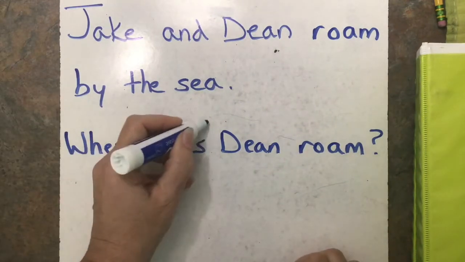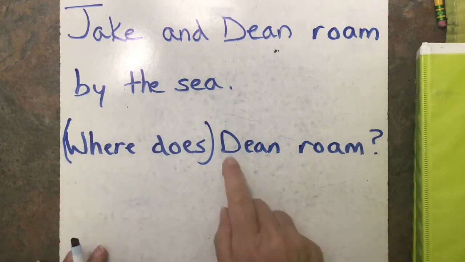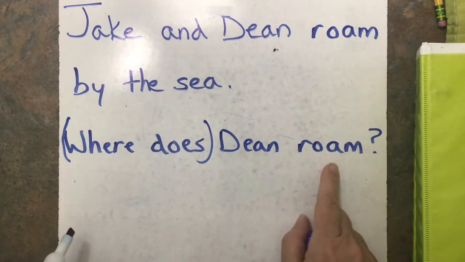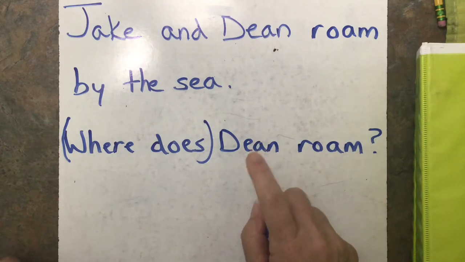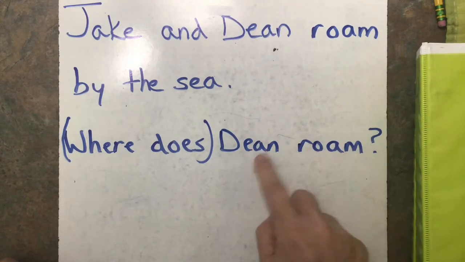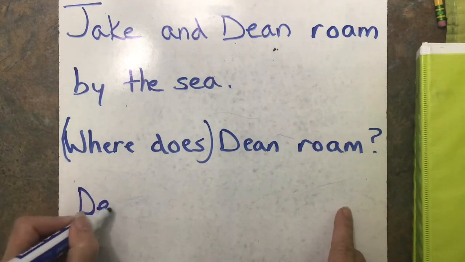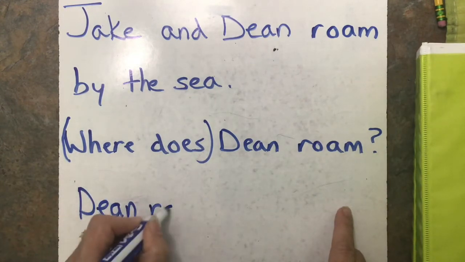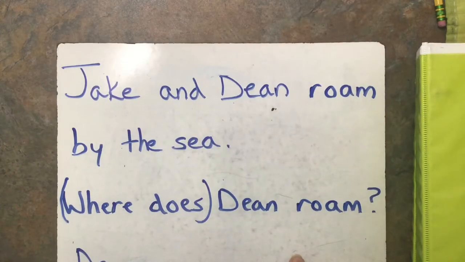So again, we build our answer by taking the asking part off. We're going to start with Dean roam, but remember, this is somebody who's not here. Dean is not here right now. That's somebody else. We need to start with Dean roams. We add the S. So Dean roams, and then go back into your story and find out where.